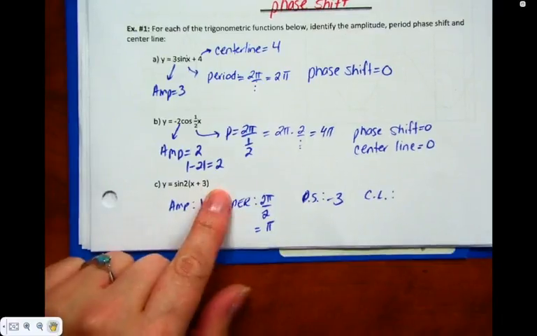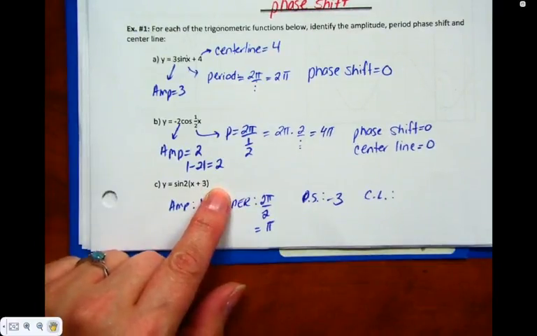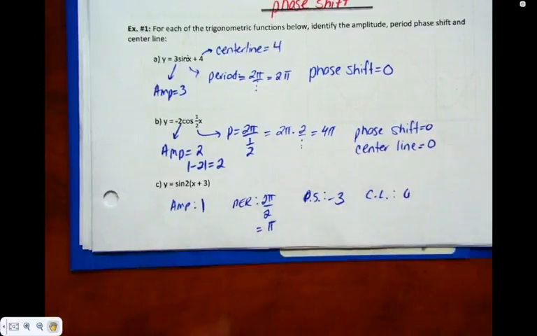And the center line is the number at the back all by itself outside the brackets. We don't have one, so the center line we would say is 0. Questions so far on those 4 things? We're going to use those a lot today in next class. Okay, amplitude, period, center line, phase shift.